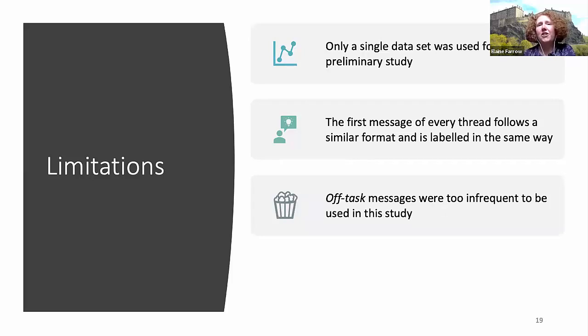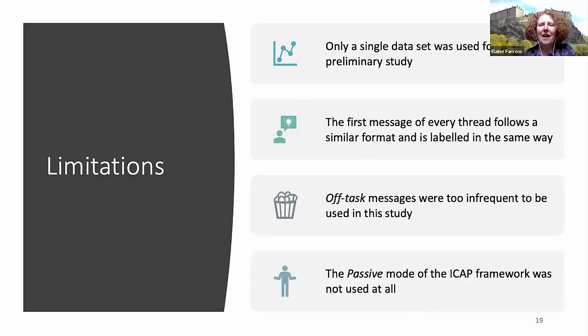Off-task messages were too infrequent to be used in this study. Other data sets looking at discussion forums may well find lots of off-task messages, particularly in the current climate, but we didn't have those available to us to analyse. And also the passive mode from the ICAP framework was not used here at all, just because we didn't have access to that data.